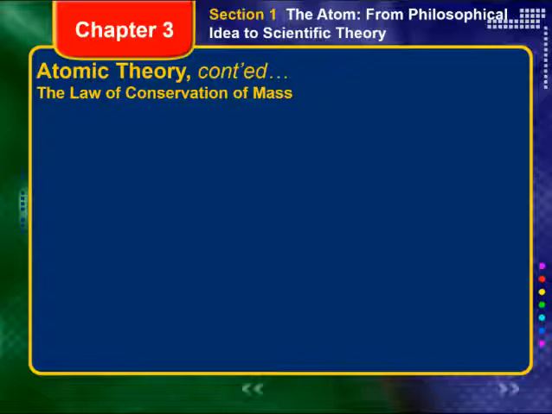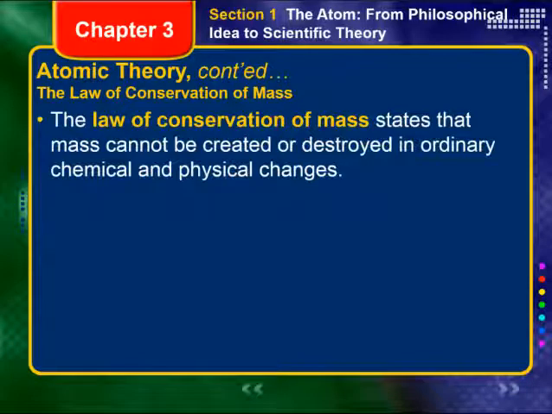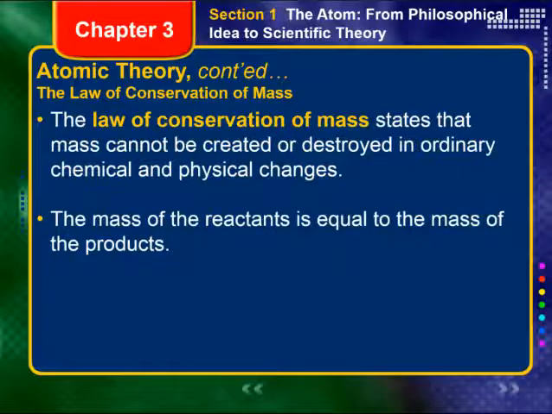So that's the law of definite proportions. Let's look at the law of conservation of mass. The law of conservation of mass states that mass cannot be created or destroyed in ordinary chemical and physical changes. Now, it can be destroyed. It can actually be turned into energy, like we see in reactions in stars.